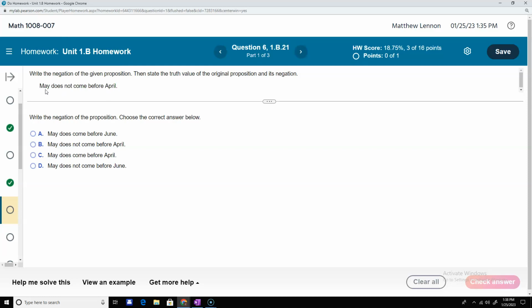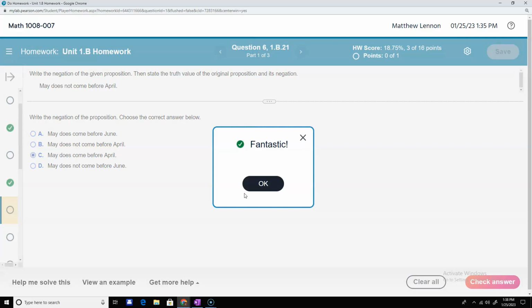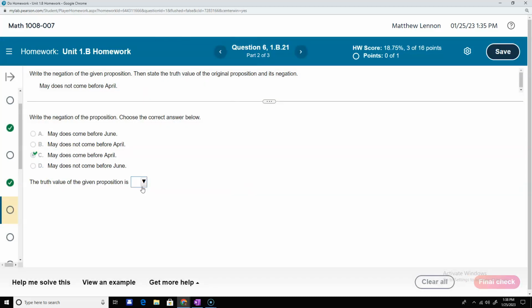What would the negation be? Well, it would be the opposite, the logical opposite, which would say May comes before April. So May does come before April would be the opposite. And then the truth value of the given proposition, the one we started with, is true. And the negation, therefore, is false.